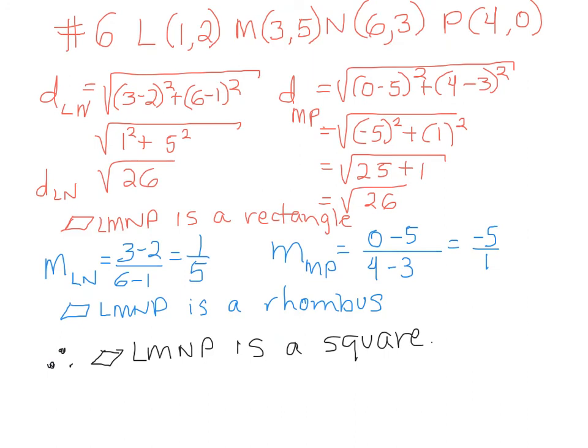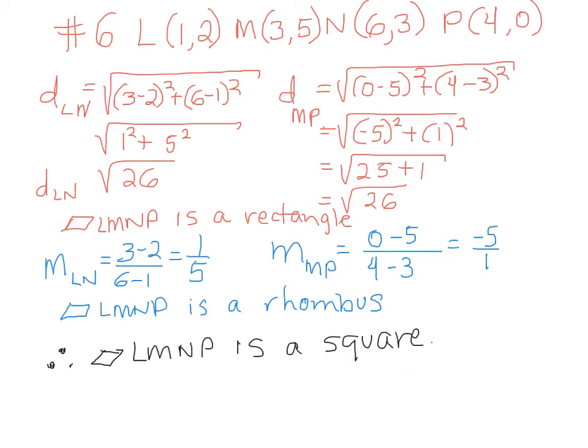Well, when you get the distances and you get the same distances, like in this case, it's the square root of 26 and the square root of 26, if distances are the same, that means that diagonals are congruent. Therefore, it's a rectangle. Okay? Then when you get the slopes, if the slopes are negative reciprocal slopes, which in this case is 1/5 and negative 5 over 1, then the conclusion is that the parallelogram is a rhombus. And if it's both a rectangle and a rhombus, then you can make the conclusion that it's a square.